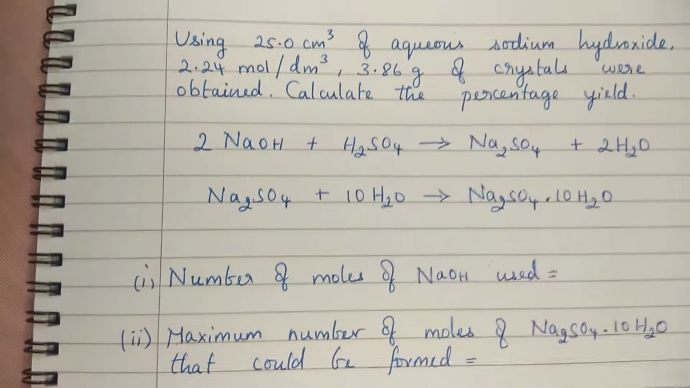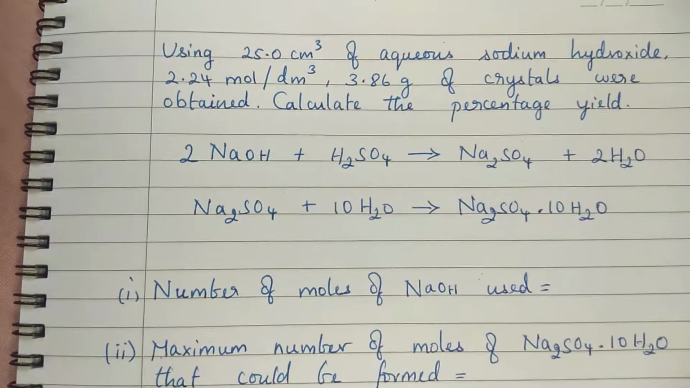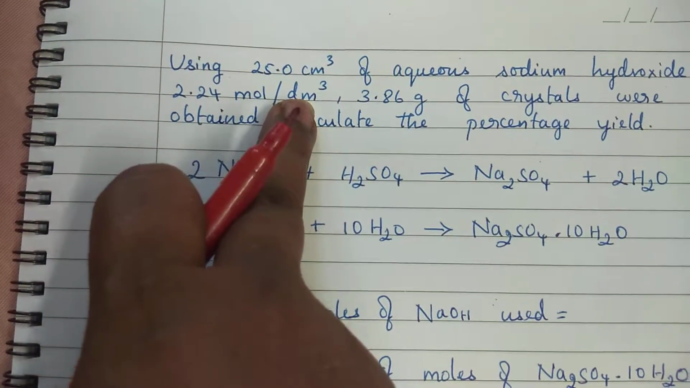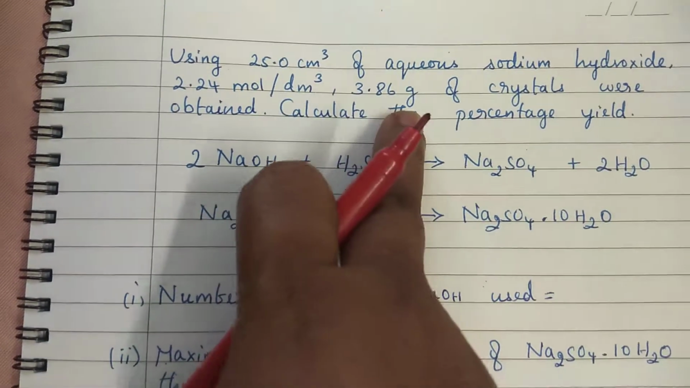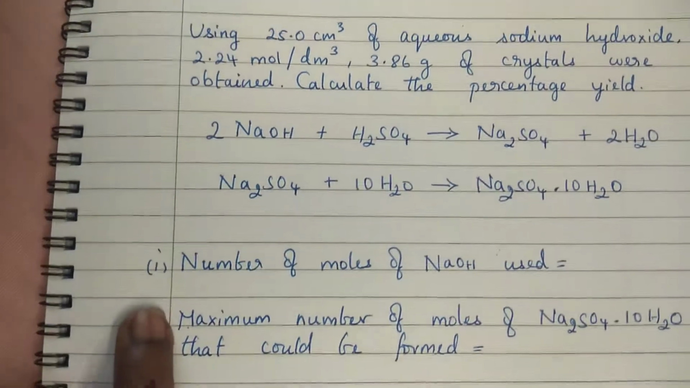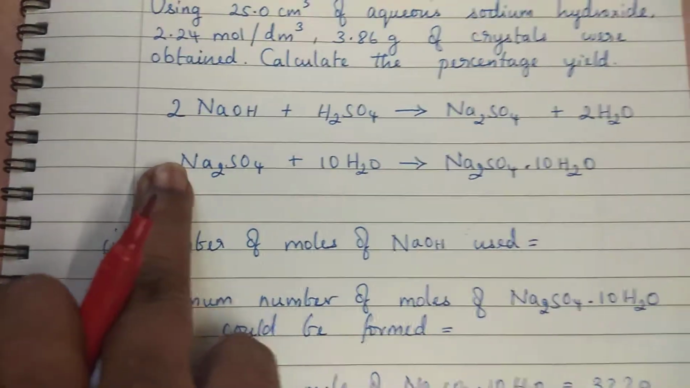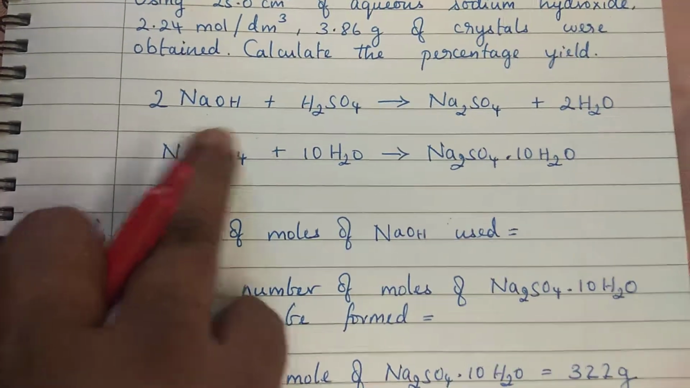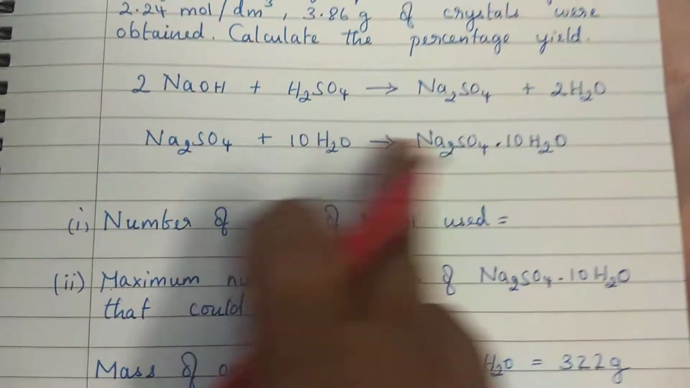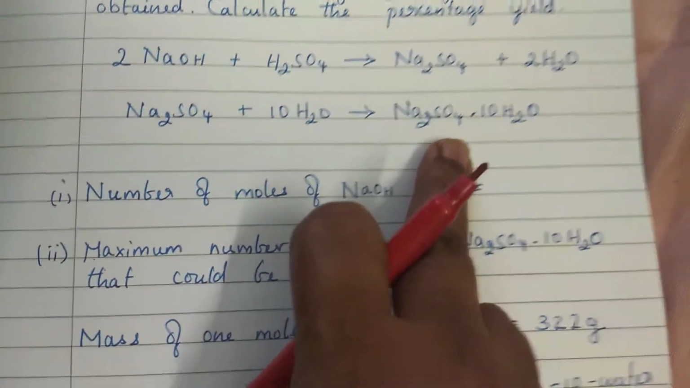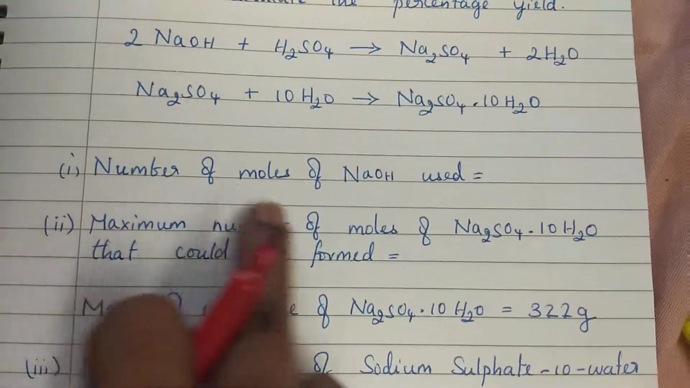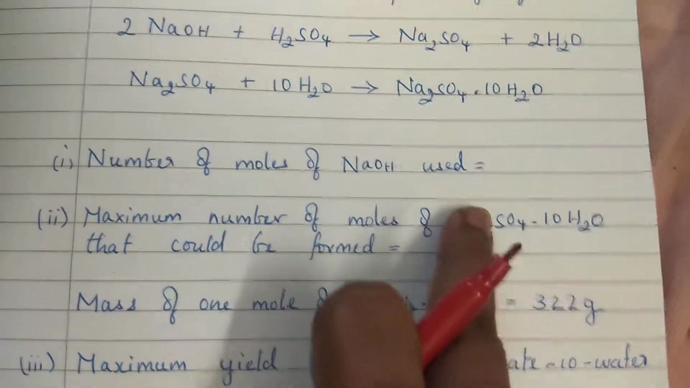Over here, using 25 cm³ of aqueous sodium hydroxide, 2.24 mol/dm³, 3.86 g of crystals were obtained. Calculate the percentage yield. Here, this is the reaction: 2 moles of NaOH reacts with H2SO4, gives Na2SO4. The end product is hydrated sodium sulfate. Over here, you need to find the number of moles of NaOH used.